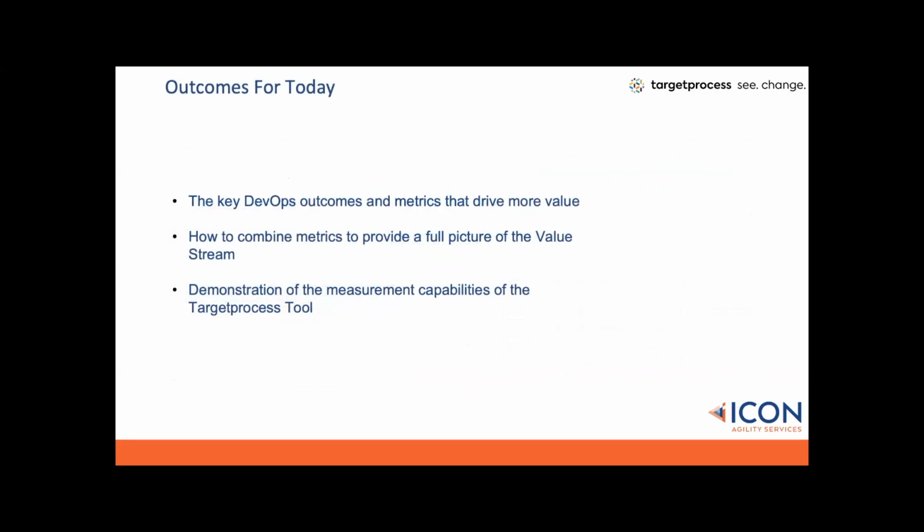So outcomes for today, what are we going to talk about? We're going to talk about some of the key DevOps metrics that drive more value. We are going to see how these metrics can provide a full picture in the value stream, and Mark, after that, is going to demonstrate how these metrics can be seen on the Targetprocess tool and how it can help you see all the metrics from the business standpoint until the team's point of view in one tool. So let's get into it.